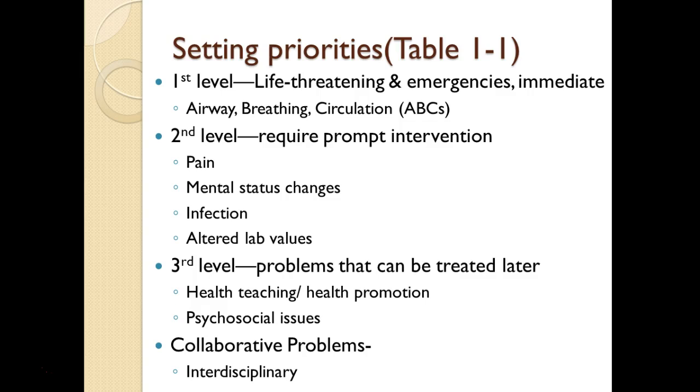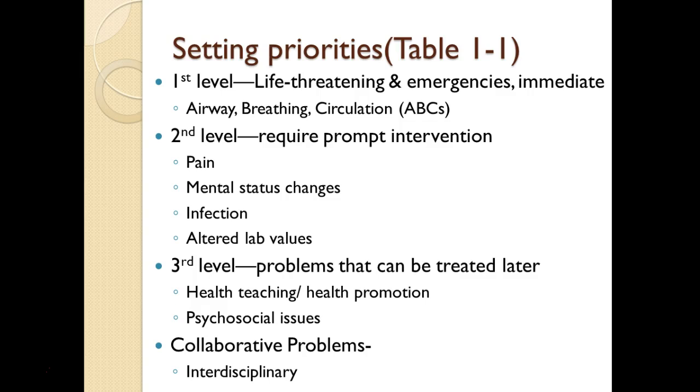Second level priorities, we really want to intervene quickly. They could turn into something life-threatening, and the book lists some examples of those. They're listed here. Mental status changes, if someone is alert when you go in to see them the first time, and then the next time you see them, they're having trouble remembering the month, or who the president is, or they are drowsy. All of a sudden they're hard to wake up. Something is going on that requires prompt intervention.